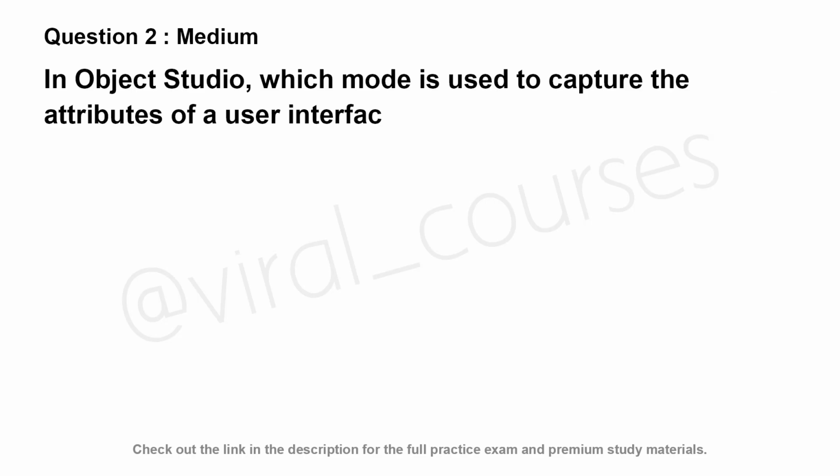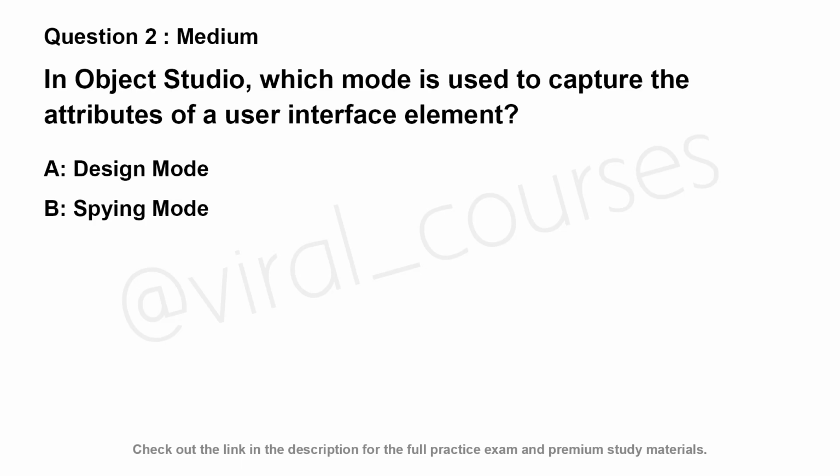In Object Studio, which mode is used to capture the attributes of a user interface element? Option A, design mode. Option B, spying mode. Option C, capture mode. Option D, inspector mode.